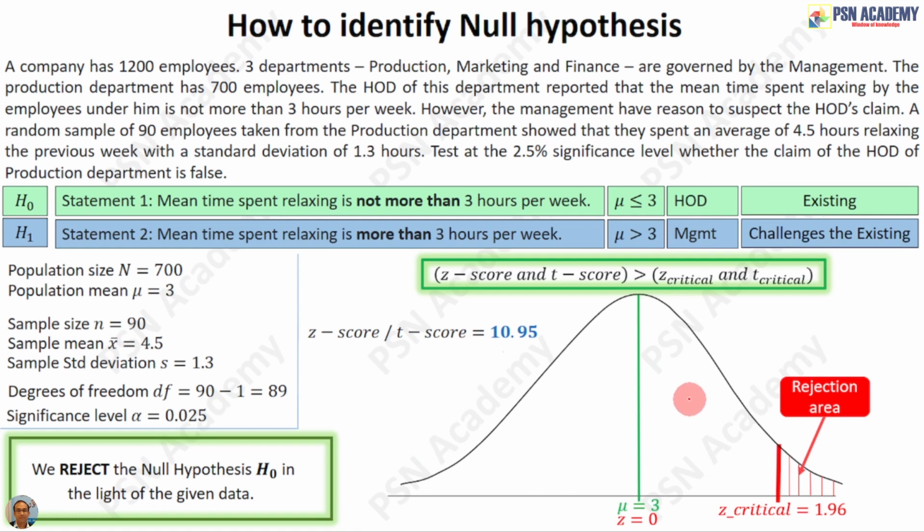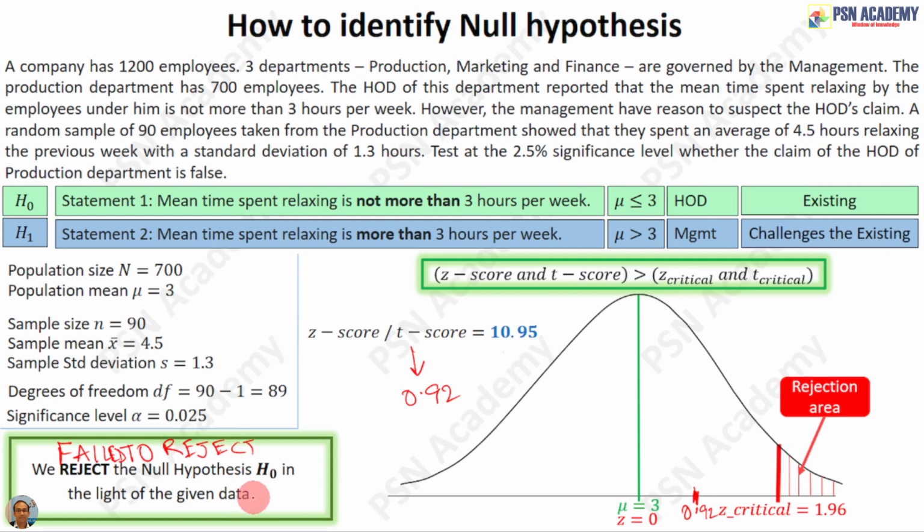So I hope you understood how to identify the null hypothesis and alternative hypothesis, and how to take the decision of rejecting or not rejecting the null hypothesis. Now let us assume that I change the data here and you get a z-score or t-score equivalent to, say, 0.92. In this case, the 0.92 may be somewhere here, right? This is an assumption. So this is 0.92. This is the accepting region, right? So in that case, you will say that we failed to reject the null hypothesis in the light of the given data.